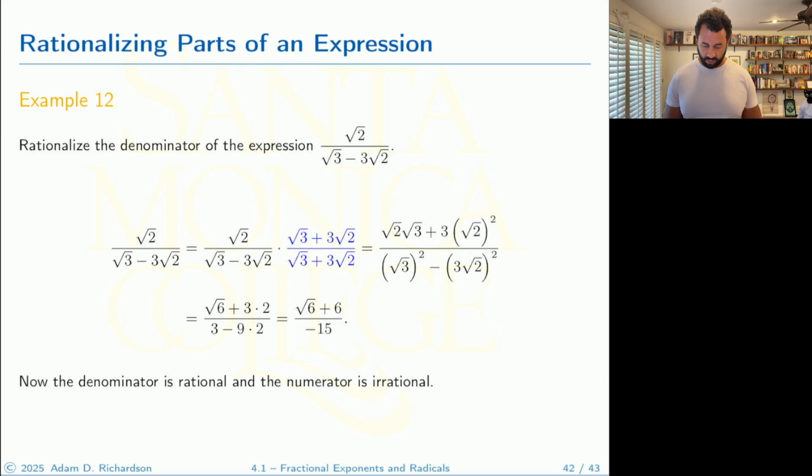Now we simplify some more. 3 times 2 is 6. 3 minus 18 is negative 15. And voila, there we are. So now notice the denominator is rational. We rationalized the denominator. All right.